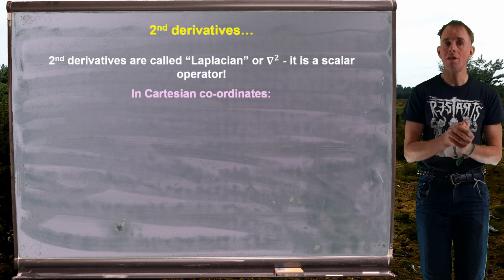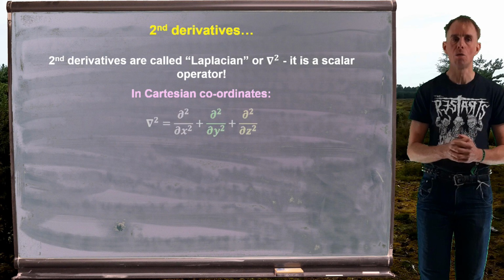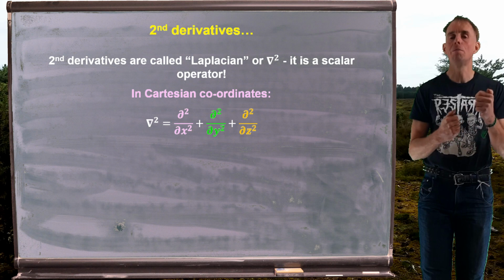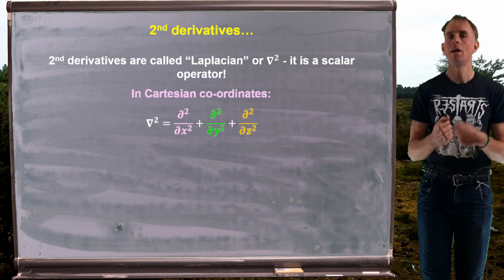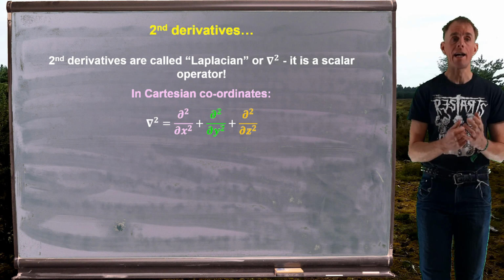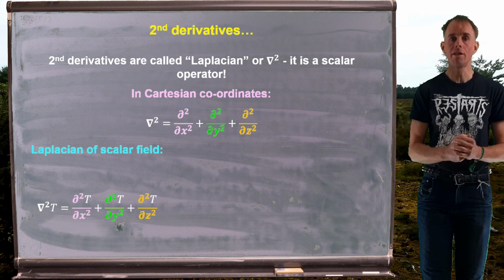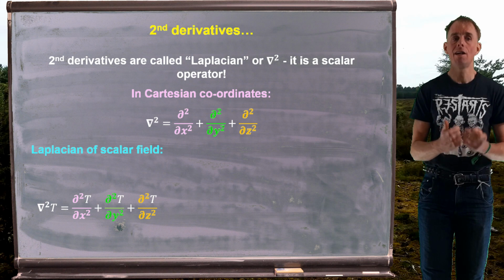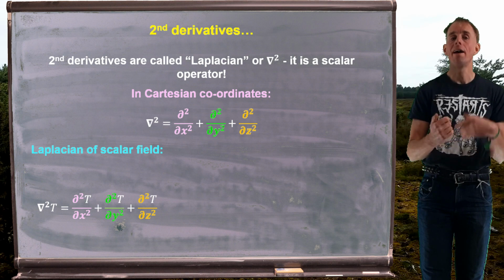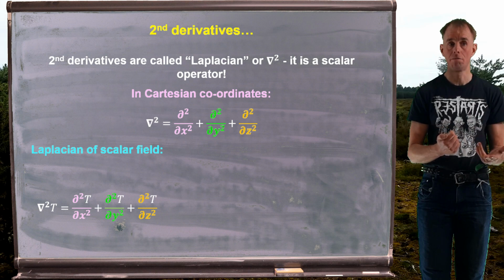The important thing to note here is that it is a scalar operator. So let me write its expansion for you in Cartesian coordinates. The Laplacian, del squared or nabla squared, is equal to d2 by dx squared plus d2 by dy squared plus d2 by dz squared. And so we can see from that sum, we do indeed have a scalar result. So the Laplacian of a scalar field, let's say the Laplacian of temperature T, is simply d2T by dx squared plus d2T by dy squared plus d2T by dz squared. Again, using partial derivatives because temperature is changing in x, in y and in z.